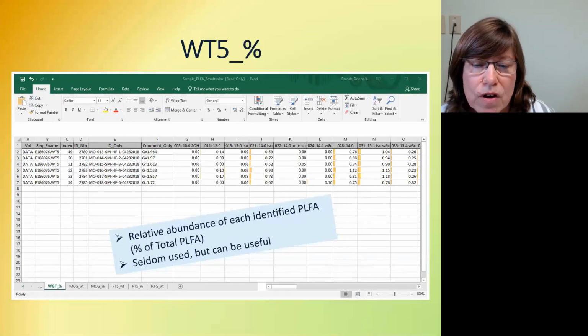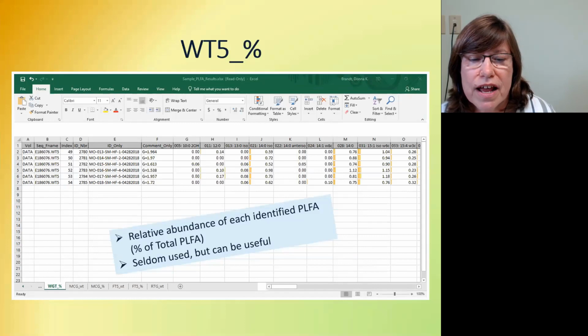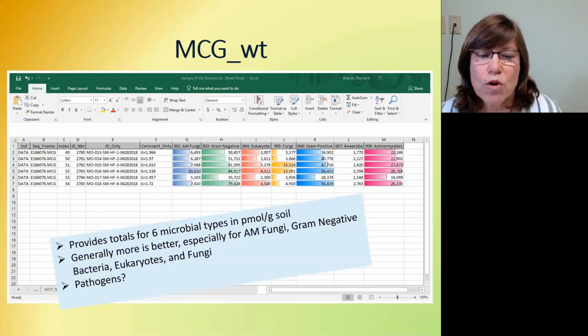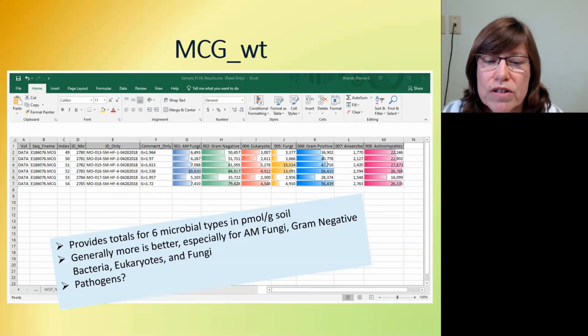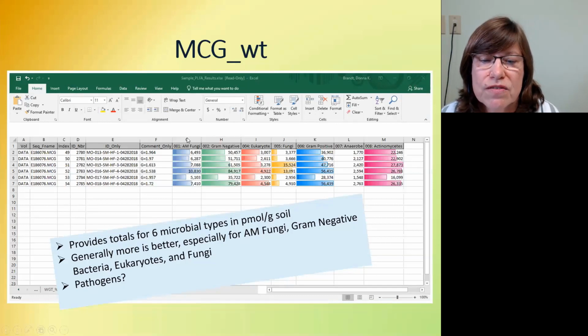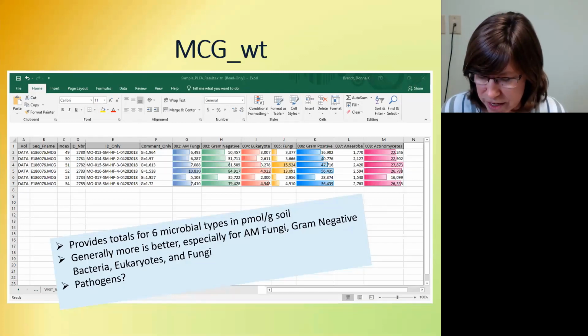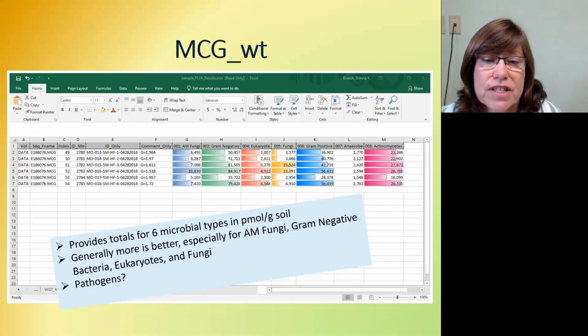We also give all the phospholipids that were found as a relative abundance. This isn't used as much, but it can have uses. Probably the second most common use is the totals that we give for the different microbial types based on the indicator phospholipid fatty acids. For most of these, more is generally better, especially for AM fungi, gram-negative bacteria, eukaryotes, and fungi. But you do have to remember that there's the possibility of these being pathogens.